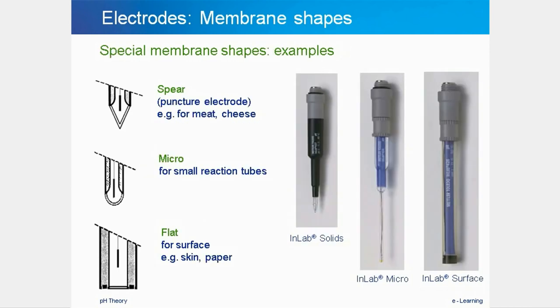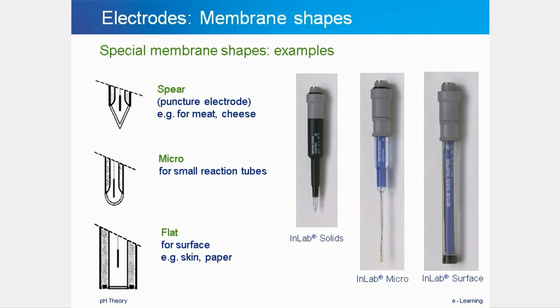Apart from these more or less standard membrane shapes, there are also a few special membrane shapes, which have been developed for specific applications. One of these is, for example, the spear or puncture electrode, which is made specifically for solid or semi-solid samples like food items such as cheese and meat. A picture of this is shown in the left picture on the slide.